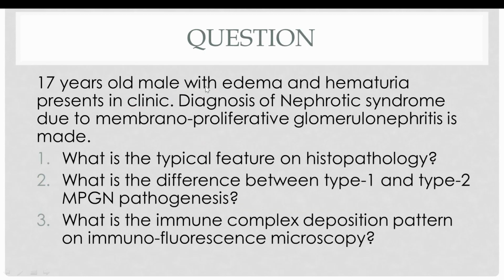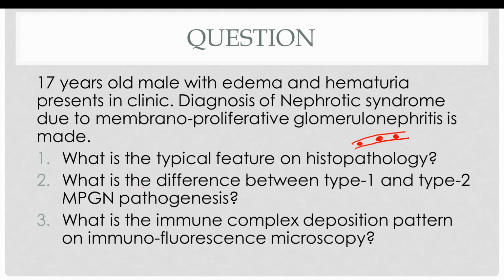A 17-year-old male with edema and hematuria presents in clinic. Diagnosis of nephrotic syndrome due to membranoproliferative glomerulonephritis is made. What is a typical feature on histopathology? So the typical feature on histopathology is the tram track appearance, which is a double glomerular basement membrane with the entrapped cells giving a tram track appearance.